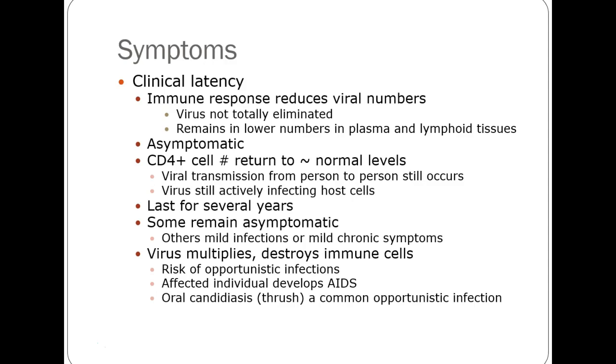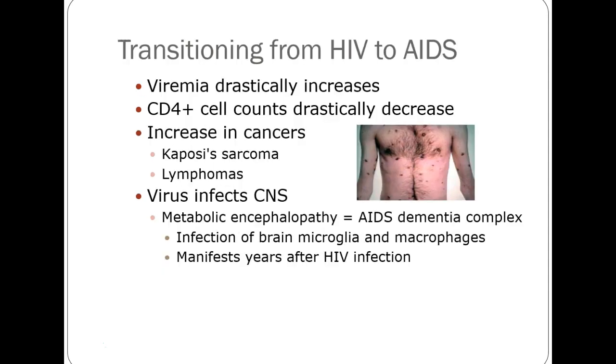CD4 cells might return to normal. It could last several years. Some remain asymptomatic, don't even know they have it. This is that 20% we talked about. The virus multiplies, destroys immune cells. There's a risk of opportunistic infections. We'll talk about those in a little bit. We can see oral candidiasis or thrush. That's a common opportunistic infection.